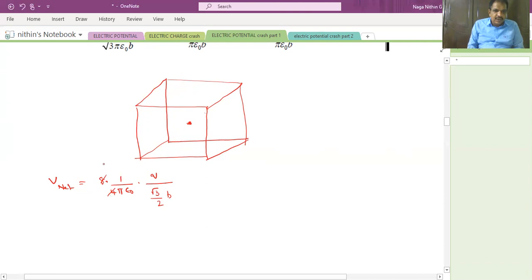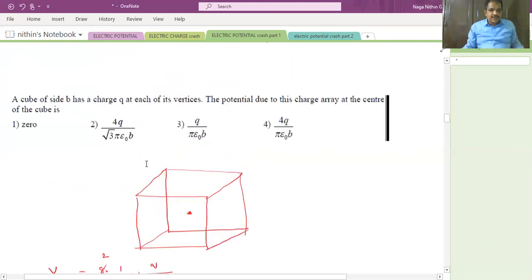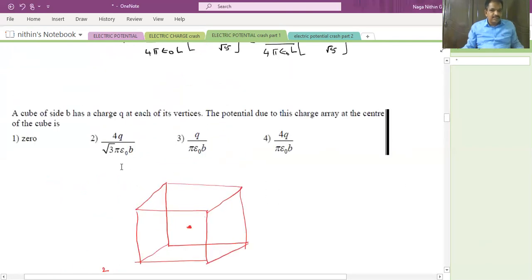The 4 and 2 times will cancel. This 2 will go to the numerator. So 4q by root 3 pi epsilon naught into b. This is the net potential at the center. So the answer for this is 4q by root 3 pi epsilon naught b. So this is the answer for that.